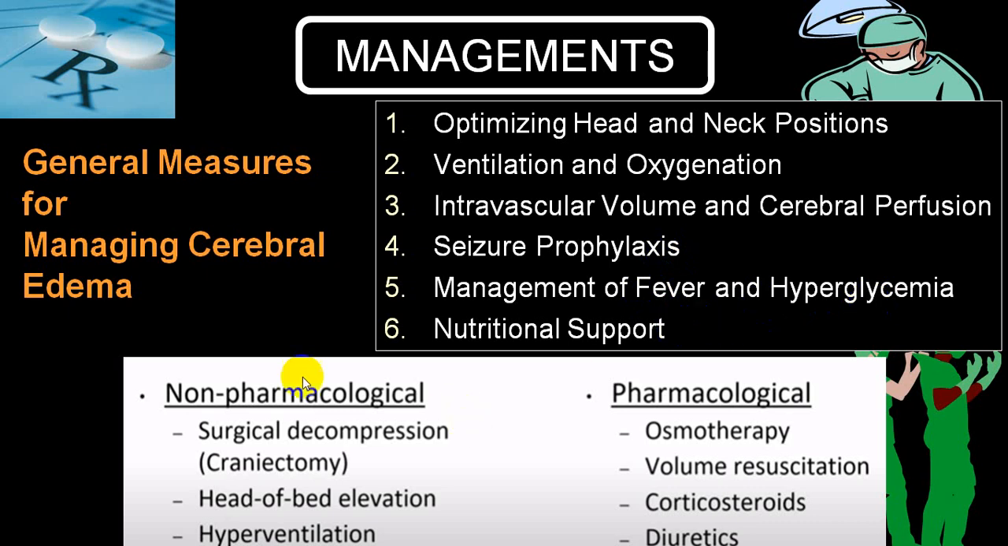Nutritional support. Now, as far as pharmacotherapy is concerned, volume resuscitation. Corticosteroid will be helpful in case of tumor, which is going to give rise to which variety? Vasogenic. Diuretic is not very useful. It may be partially helpful in case of the osmotic variety. Osmotherapy is usually not indicated and can be dangerous a good number of times. But when pharmacotherapy doesn't work, you might have to go for non-pharmacotherapy like surgical decompression, that is craniectomy, head-of-the-bed elevation, hyperventilation, etc.